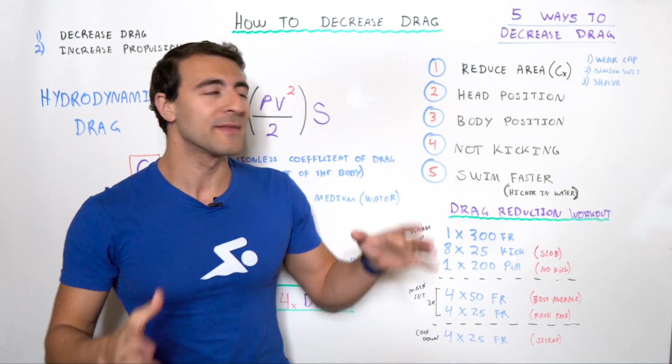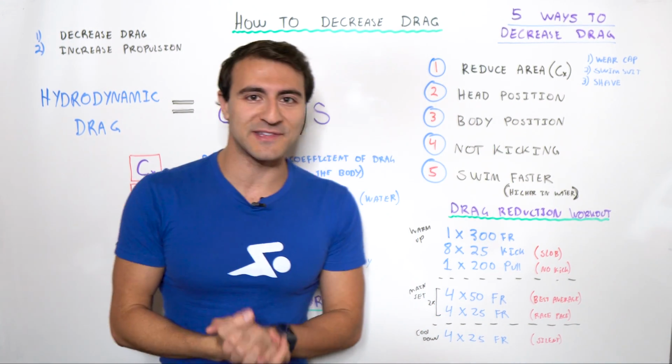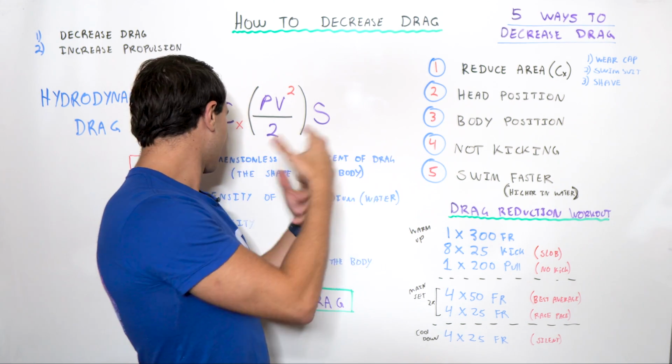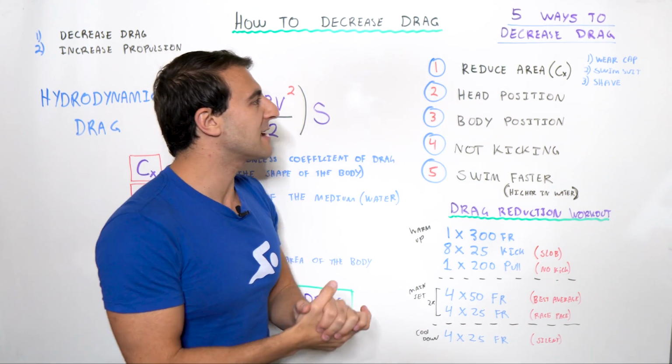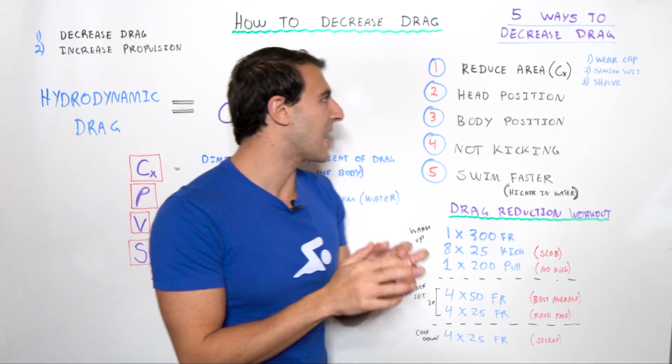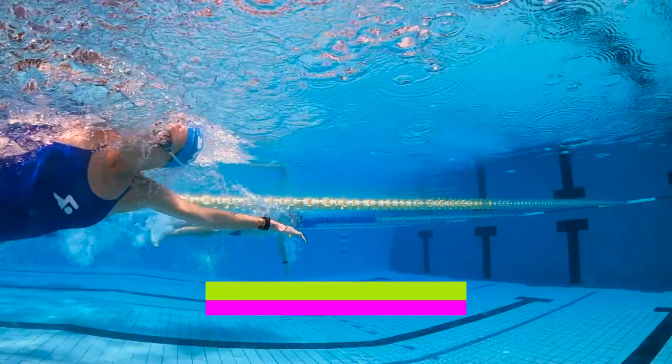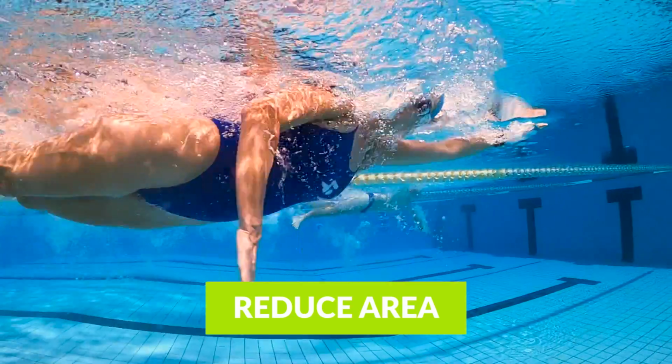Now that's great and all, but what does that have to do with decreasing drag? So now that you understand the formula and the functions and all the inputs, let's talk about 5 different ways that you can actually decrease drag. The first is you reduce the area. That's our C of X in the formula.